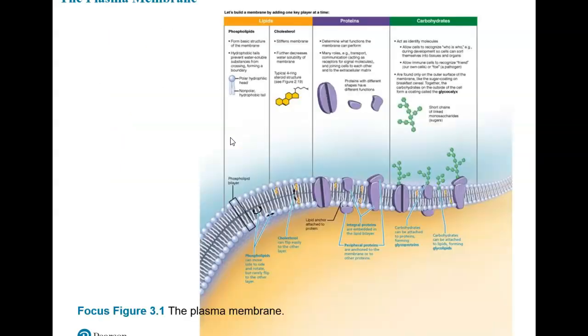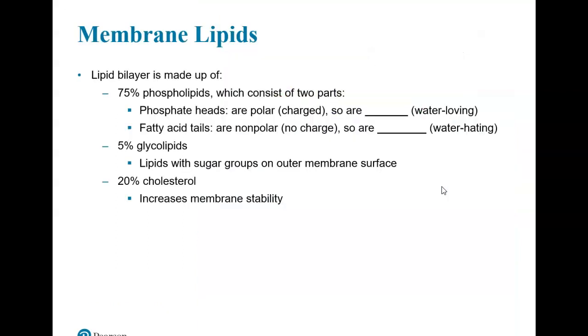Then there's the glycolipids, which are the least abundant, but these are lipids with sugar groups on the outer membrane surface. So it would be like these here. The sugar groups are represented by these green structures. If the sugar group attaches to a lipid, it forms a glycolipid. And then there's the cholesterol, which again is just there to increase the stability of the cell membrane.